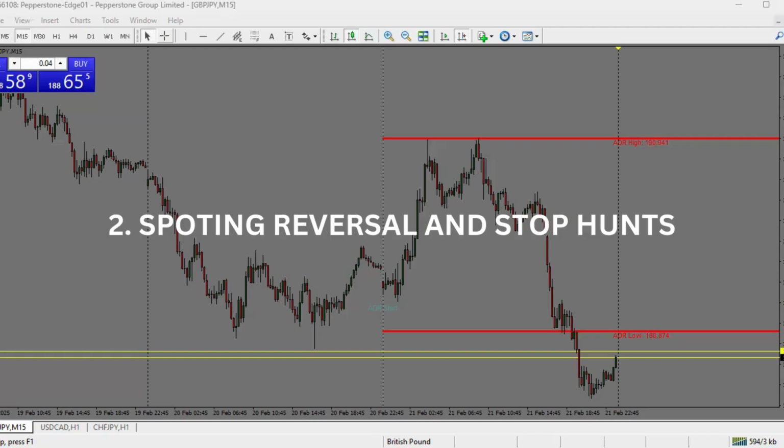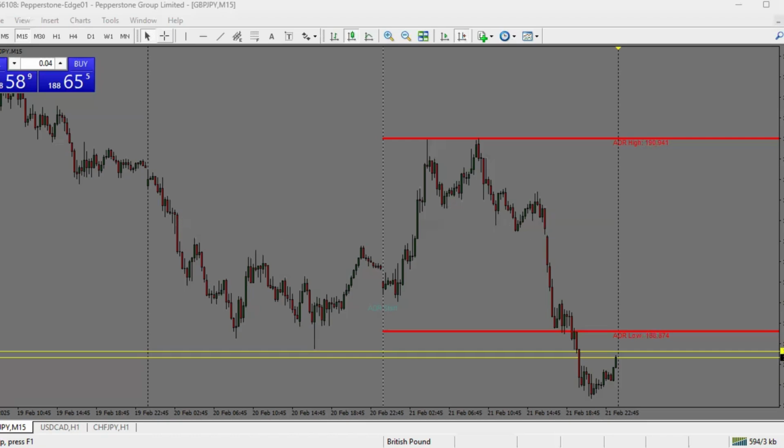Number two, you will use the ADR to spot the market maker stop hands and reversals. If price hits or exceeds the ADR, expect a fake breakout or a reversal. Look for BTMM confirmations like the TDI, the shark fins, the divergence, or EMA bounces and candlestick patterns and chart formations to confirm your trades.